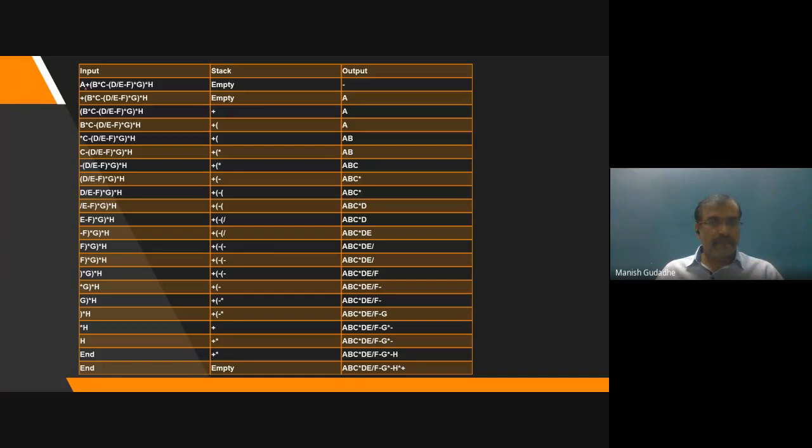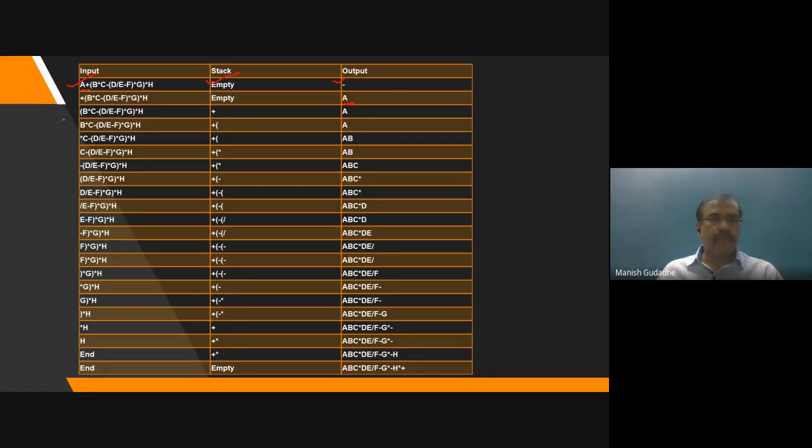Scan the first element, A. A will be directly put onto the output. Right now this is the initial position: the expression is the input string, the output string is empty, and the stack is also empty. As soon as we scan A, it goes directly to the output, since it is an operand.